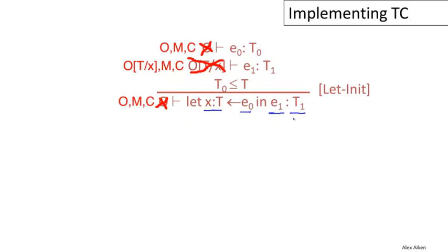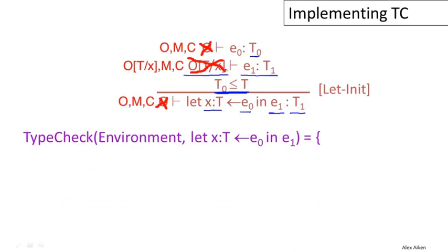And now for all of that to work out, a few things have to be satisfied, and those are listed as premises here of the rule. First of all, E0 has to have some type T0, which is a subtype of T. And that's to guarantee that this initialization is correct, that x can actually hold something of E0's type. And for the entire expression to have type T1, well then E1 has to have type T1. But that type checking is carried out in an environment that's extended with the declaration for x. And so we also know within E1 that x has type T.